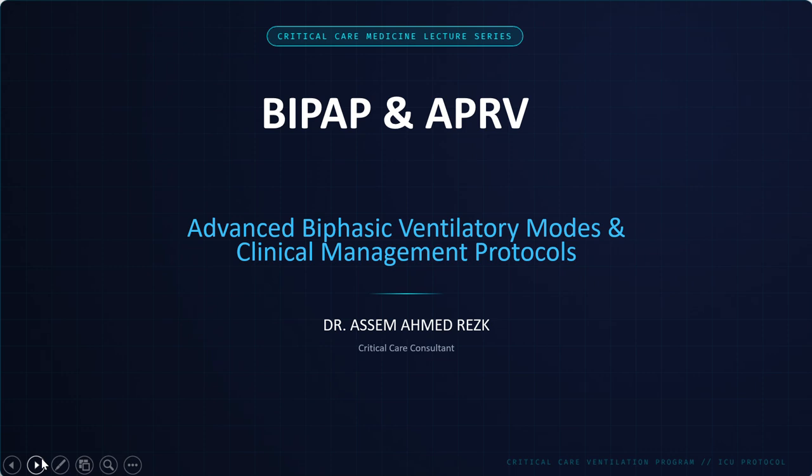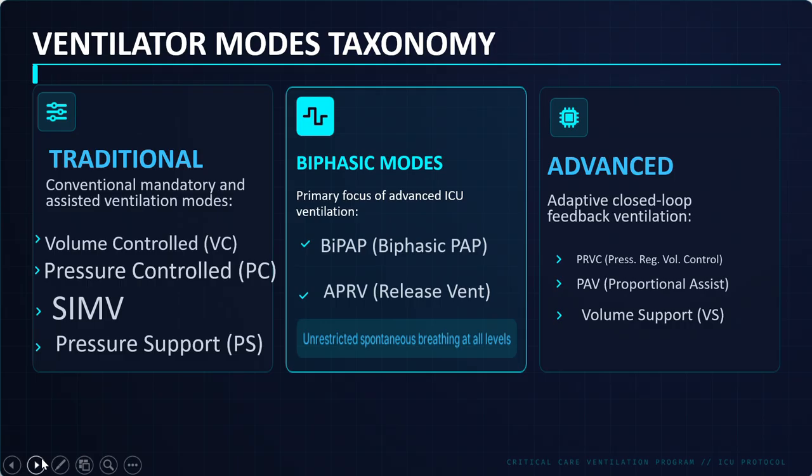APRV, Advanced Biphasic Ventilatory Modes and the Clinical Management Protocol. Ventilator modes. You have three types: traditional mode, biphasic mode, and advanced mode.